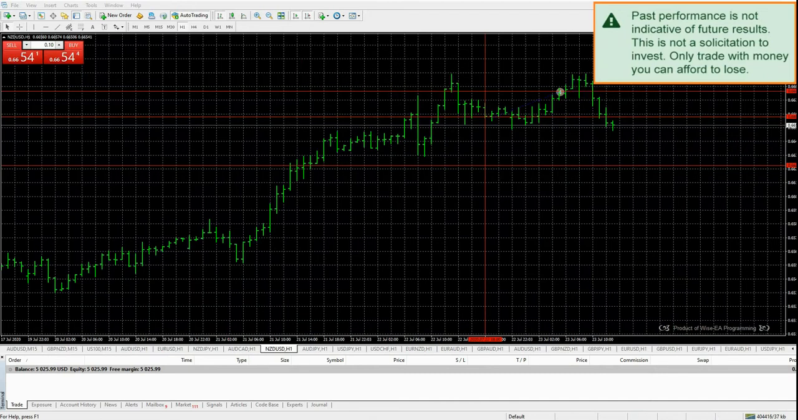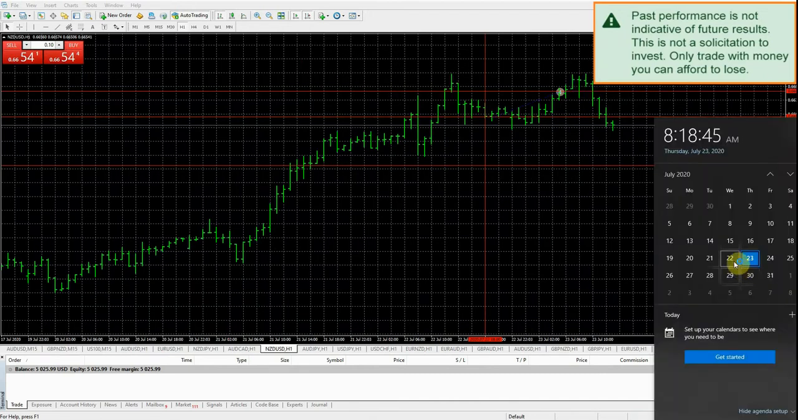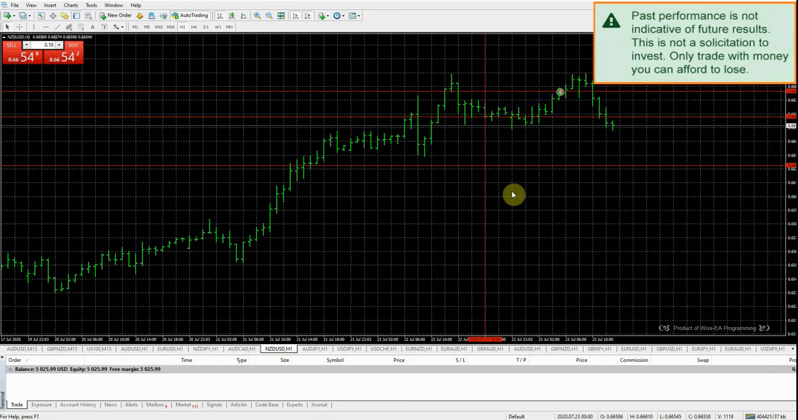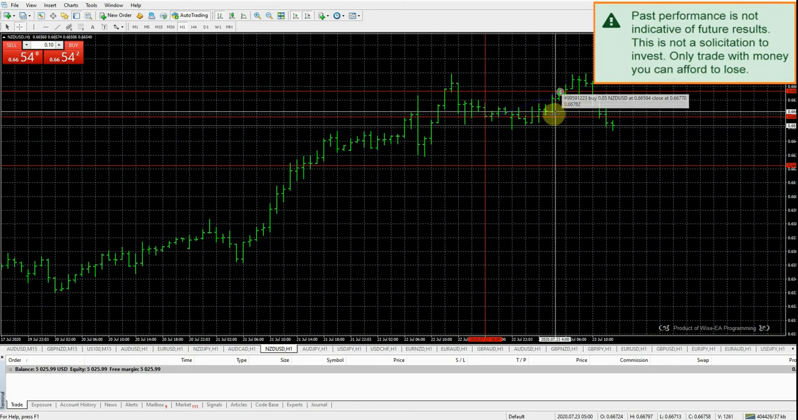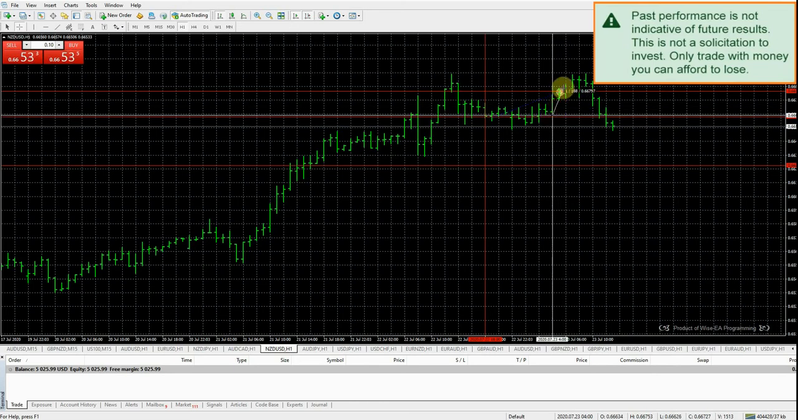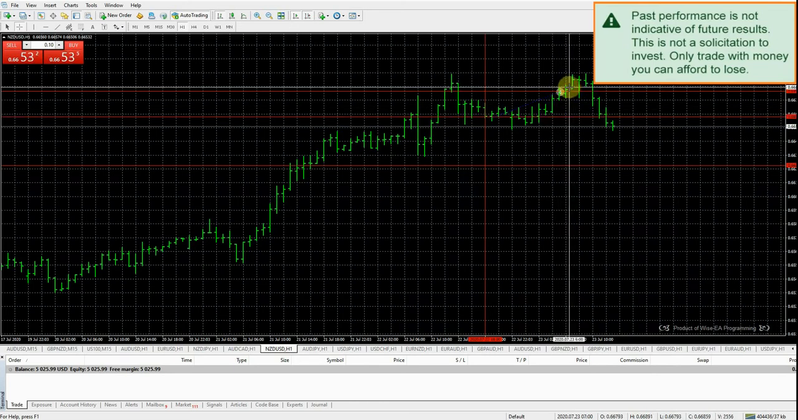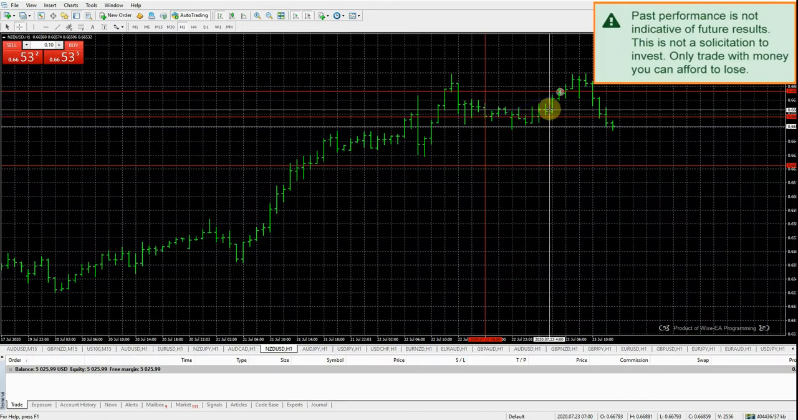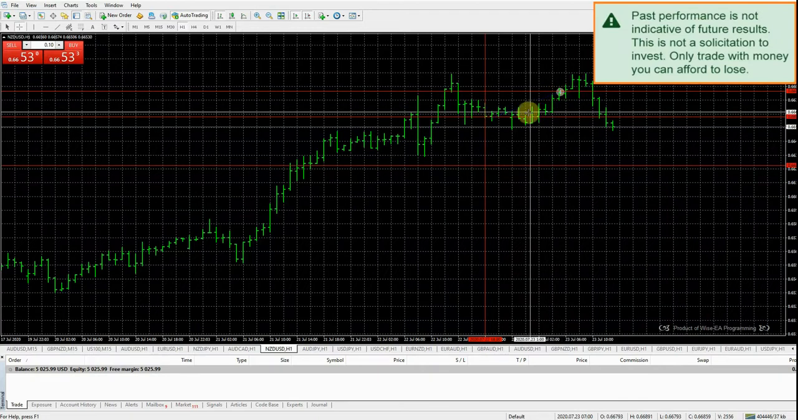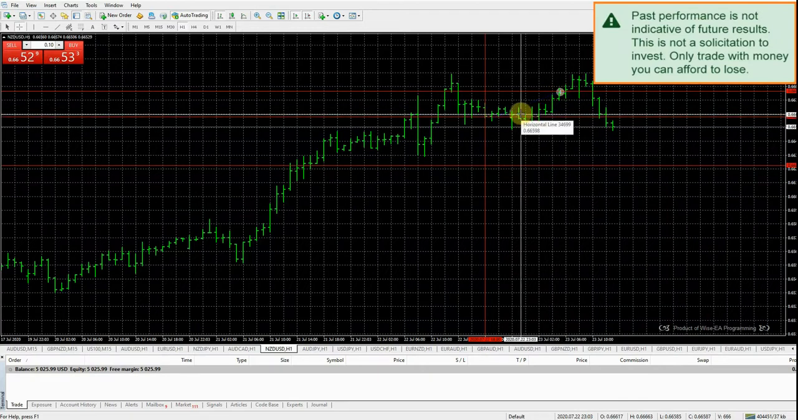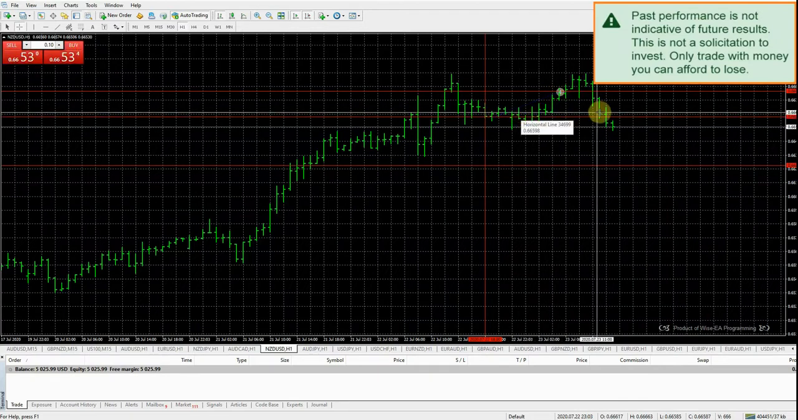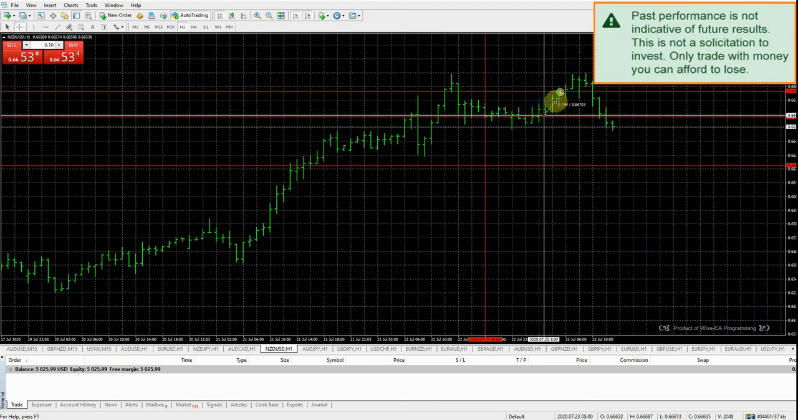All right, folks, it is now July 23rd. It's 8:18 in the morning. This was where we entered, and as you can see, the market did come up to our first profit target, so about 20 pips there. And obviously our stop moved up to a break even +2. It's about right here. And let's see how far we actually got.